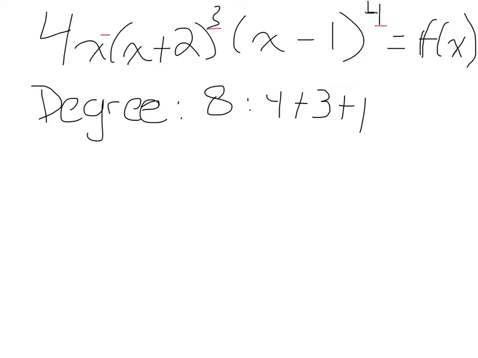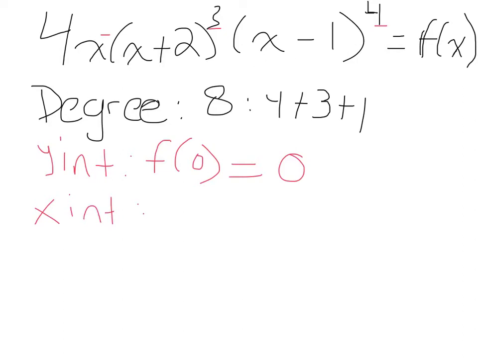Then we should list the y-intercept. And the y-intercept is, well, it's what happens when you let x be 0. So when I put f of 0, when I put 0 into the function, this is equal to 0.